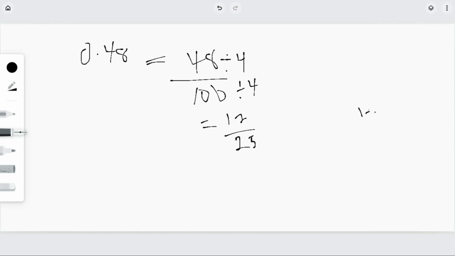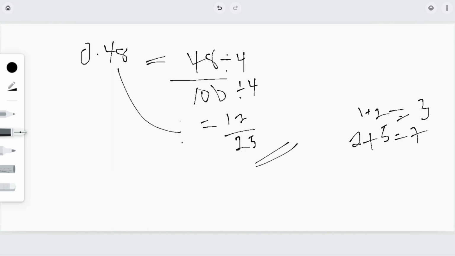So 1 plus 2, I'm testing for 3 here. We have 3. That means 3 can go into 12. But can 3 go into 25? Let's say 5 plus 2, that's 7. That means 3 cannot go. 4 cannot go, nothing can go. So 0.48 to fraction is 12 over 25. You understand? It is 12 over 25.